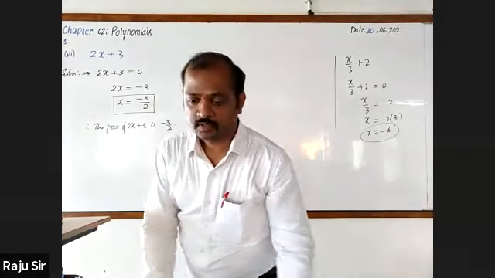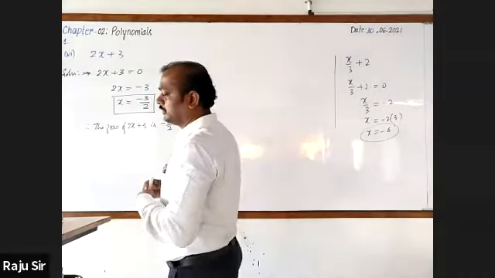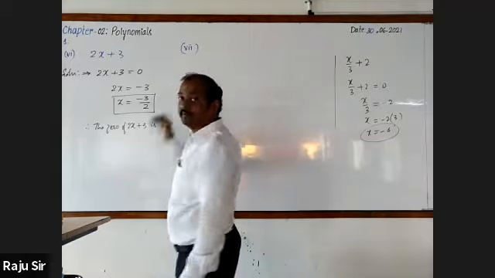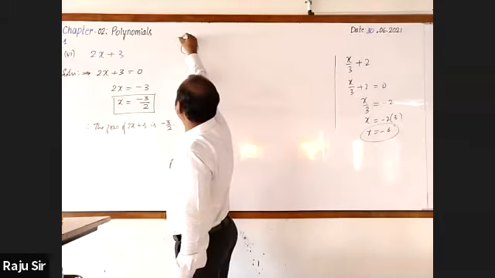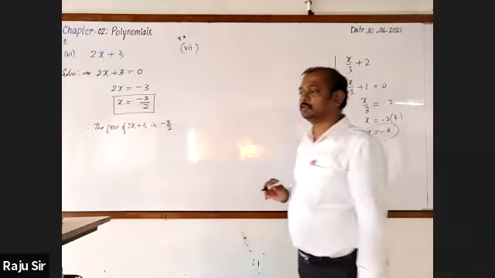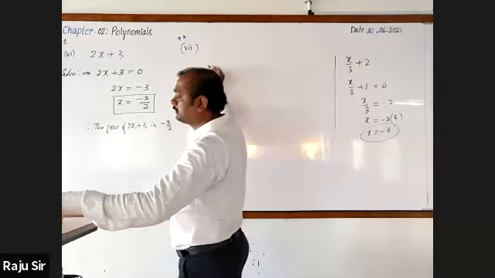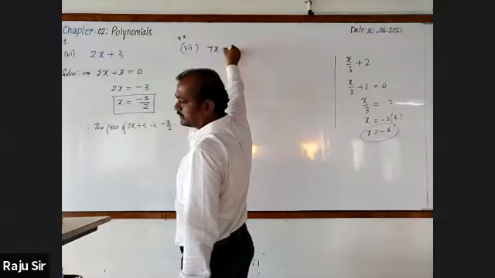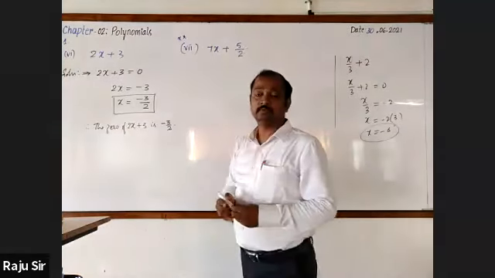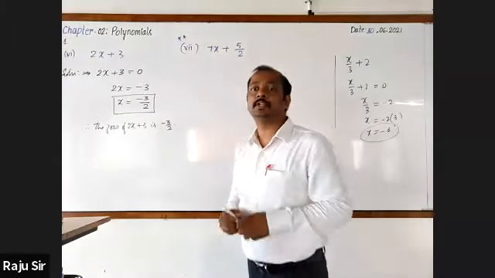Next, another one. It is 7th one. Put double star. It was given in the examination. Find the zero of the polynomial 7x plus 5 by 2. This type was given in the examination.